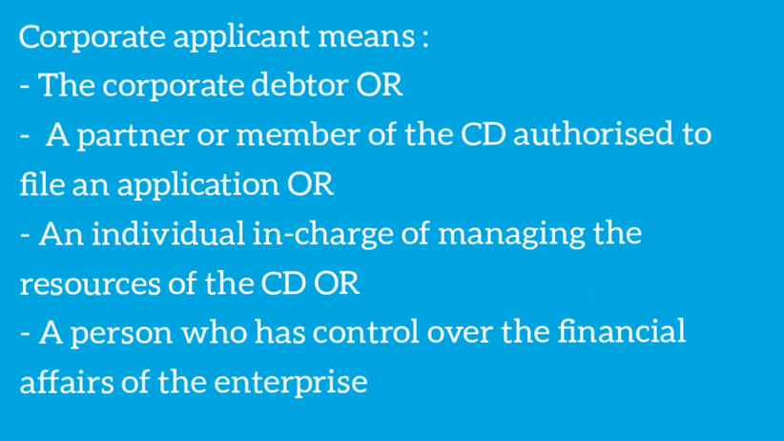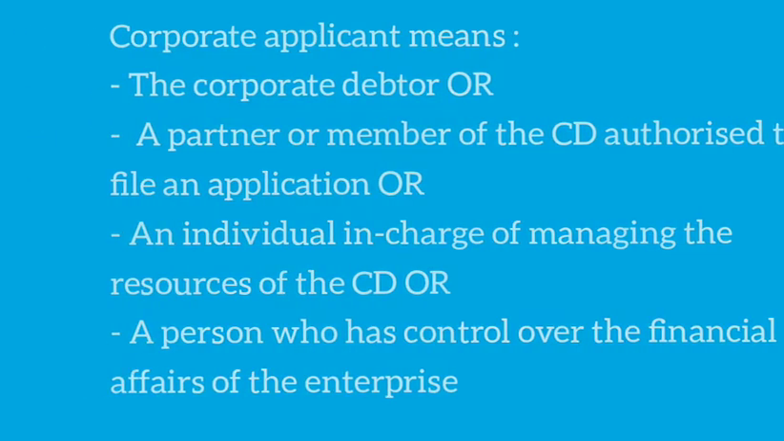Now, when I say corporate applicant, it means the corporate debtor or a member or a partner of the corporate debtor who is authorized to make an application, or an individual who is in charge of managing the resources of the corporate debtor, or a person who has control over the financial affairs of the corporate debtor. These people may file an application with the adjudicating authority to initiate a CIRP process.